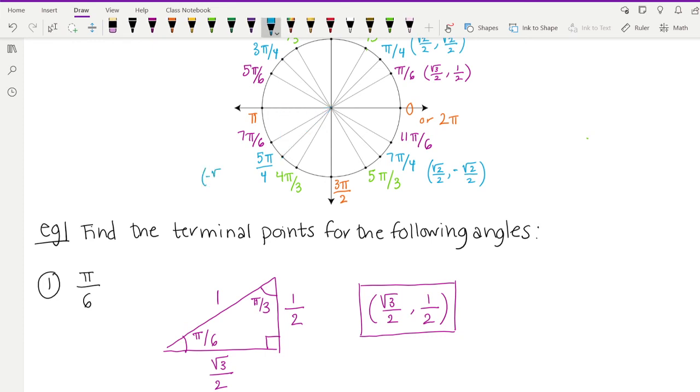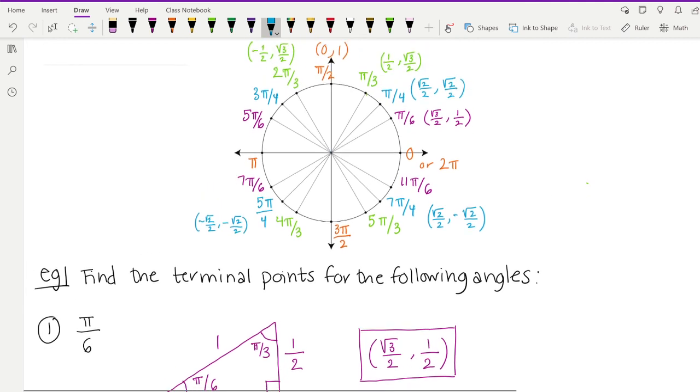Okay, so that is the last example for this video. There's one more thing I want to mention that I think is pretty important. A lot of people feel like I'm asking you to memorize all of these terminal points, all the angles, all the terminal points. You do not need to do that. You do not need to memorize all of the terminal points.